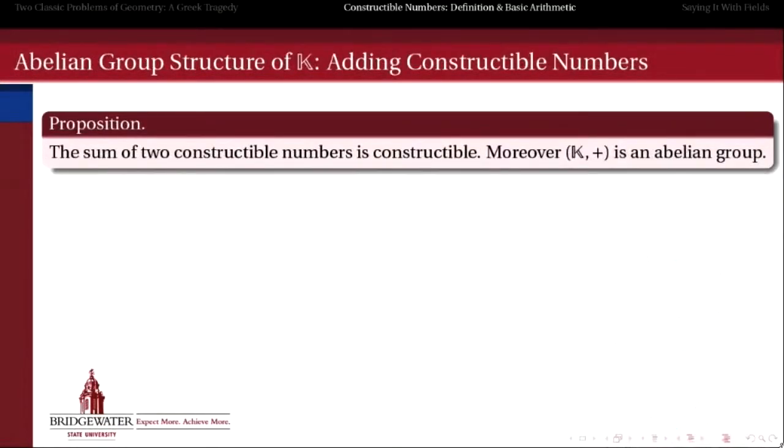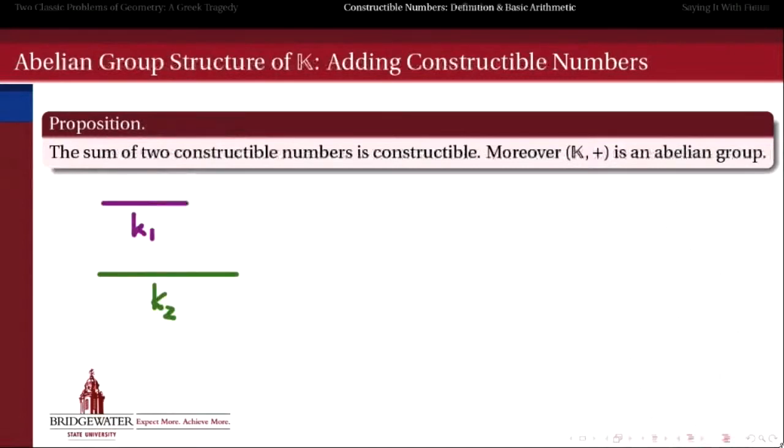Okay, so we know what constructible numbers are, but what can we do with constructible numbers? Can we do arithmetic? Can we do algebra? What's the structure behind them? And the answer is yes, we can do quite a bit of arithmetic with constructible numbers. First of all, we can add them and we can subtract them. So this proposition says that the constructible numbers are an abelian group with the operation of addition.